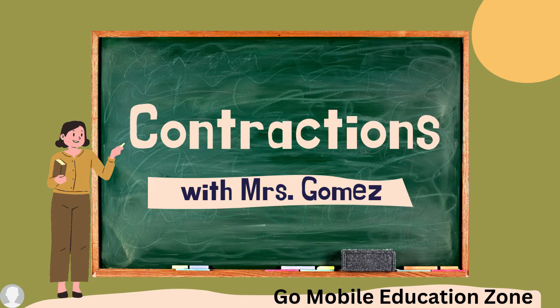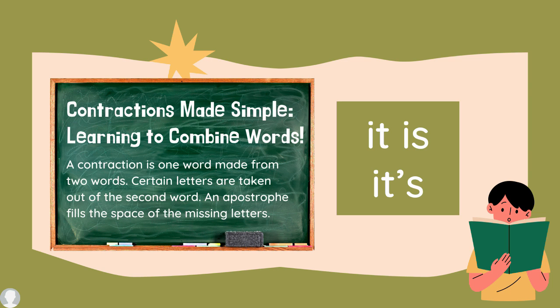Contractions with Mrs. Gomez. Contractions made simple, learning to combine words. A contraction is just one word that's made from two words. Certain letters are taken out of that second word, and an apostrophe fills the space of the missing letters.